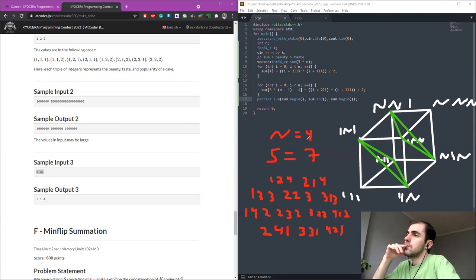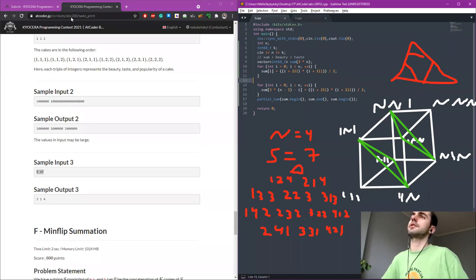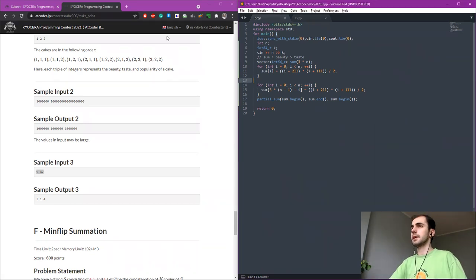Wait, is it the same? Oh, the triangle keeps growing, we just subtract these smaller triangles. Yeah, we have like this triangle, and then we subtract these triangles. Yeah, okay, so that was not as bad as I expected it to be.